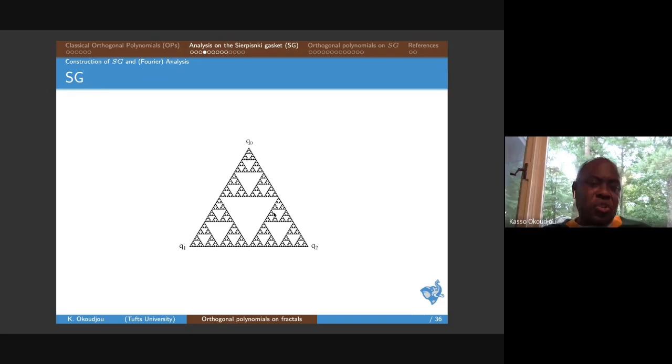The way to think about it is almost the same principle as constructing the Cantor set. You cut the triangle into 4 parts, and then you remove the part that's upside down.